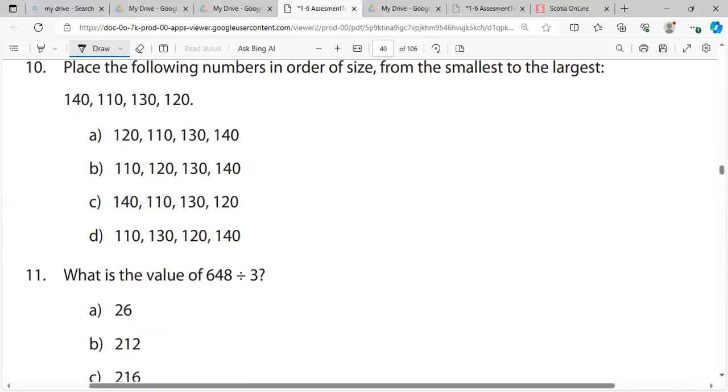Number 10 says, place the following numbers in order of size from the smallest to the largest. So the smallest number here would be 110. So that's 110. Then we have 120, 130, and 140. So that's how we put it out there. 110, 120, 130, and 140. Alright, so let's look at this one now.